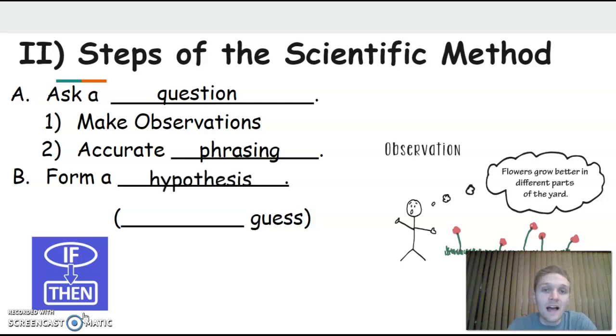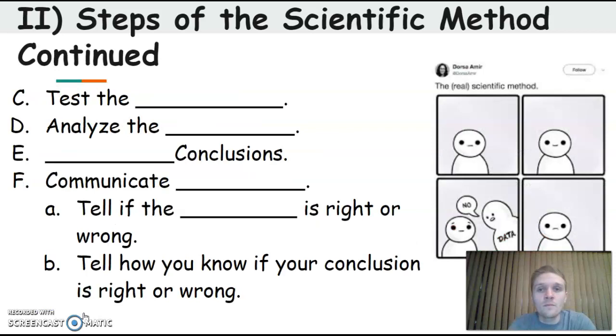After that, we're going to form a hypothesis, which is an educated guess. Usually, hypotheses are going to be in the form of an if-then statement. So, if I place this plant in the sunlight, then it will grow faster. So, usually we're going to use if-then statements. We'll practice that a little bit more later. Right? Next, we're going to test our hypothesis, usually by doing an experiment.